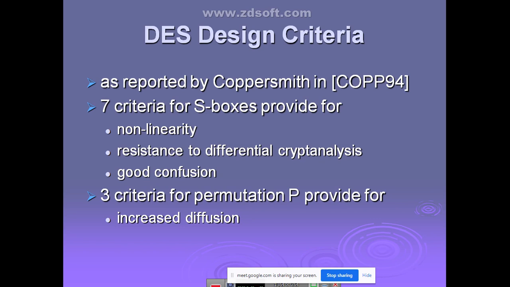Making the relationship between the plain text and the key as complex as possible, that is what we are doing by using confusion. So it provides good confusion, and it is not easy for the cryptanalyst to attack such an algorithm. That is what the DES design criteria are.